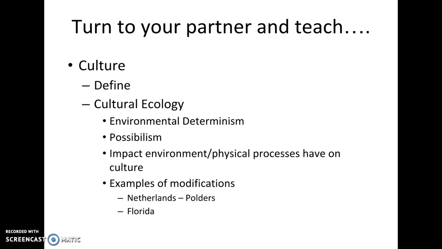And there are two theories within cultural ecology about how the environment affects human development. One is environmental determinism, two is possibilism. And they are in conflict with one another. They're contradictory. Environmental determinism, we talked about, this is that the environment causes social development and human development.